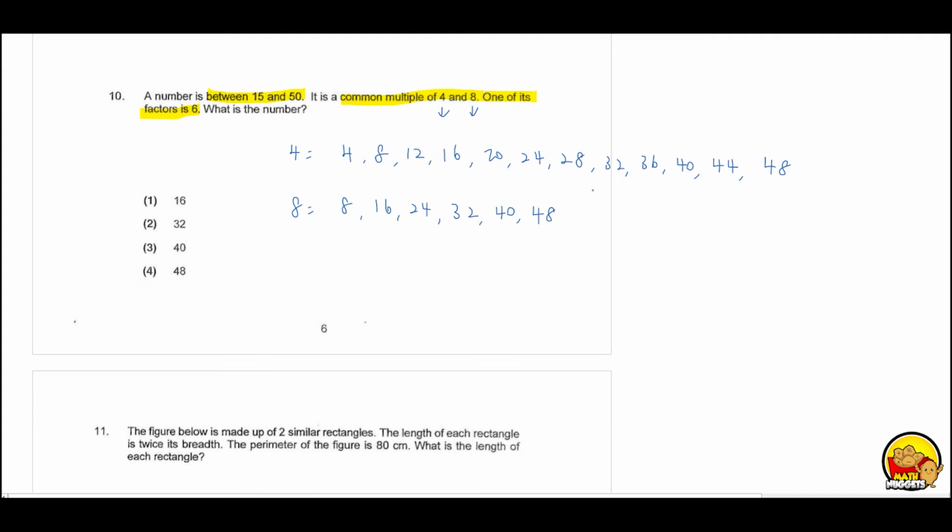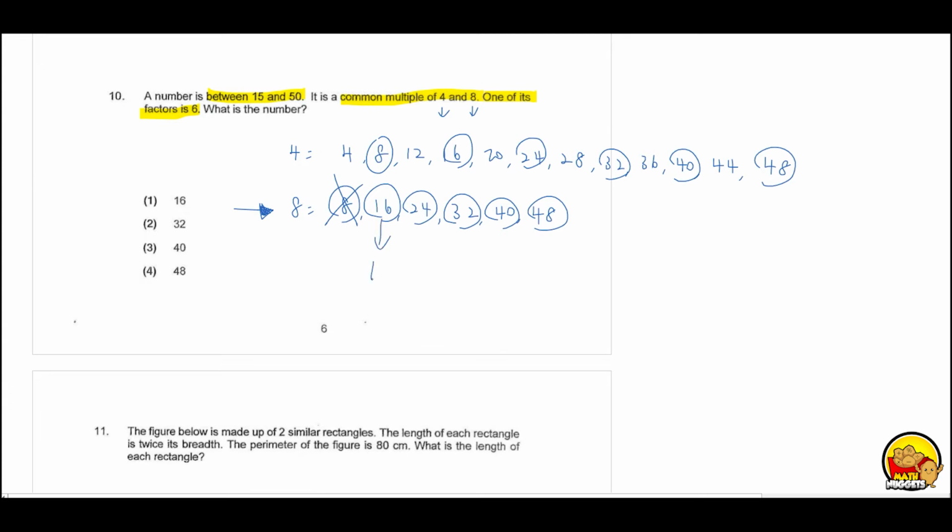Now, if you noticed that all the multiples of 8 would be actually multiples of 4. All the multiples of 8 will be multiples of 4, so we just need to look at multiples of 8. And what else? Between 15 and 50, so 8 is out, it's not between 15 and 50. And also one of its factors is 6. Which one of these is divisible by 6?